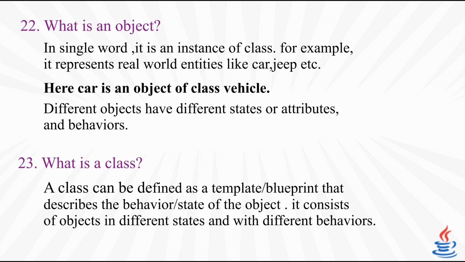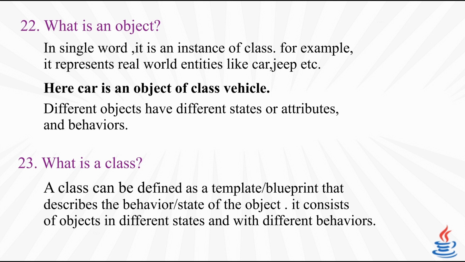Next question is, what is an object? In a single word, it is an instance of a class. For example, it represents real-world entities like car, jeep, etc. Here, car is an object of class vehicle. Different objects have different states or attributes and behaviors.